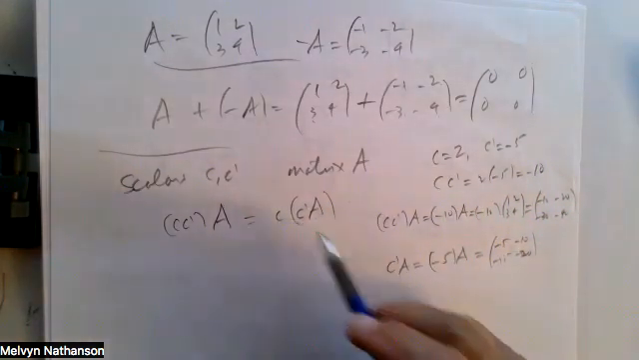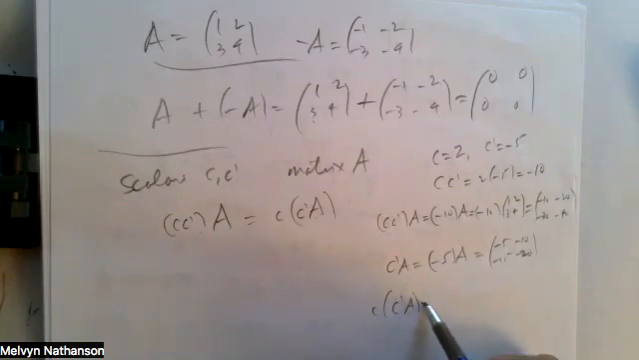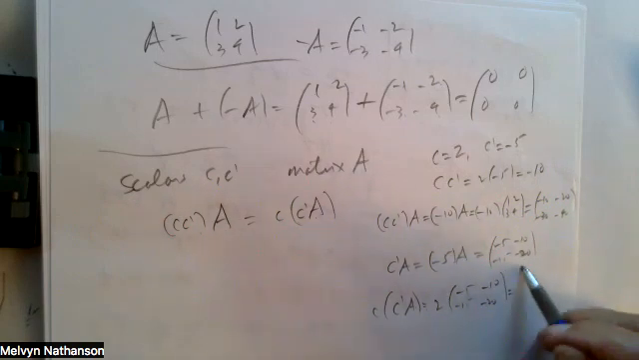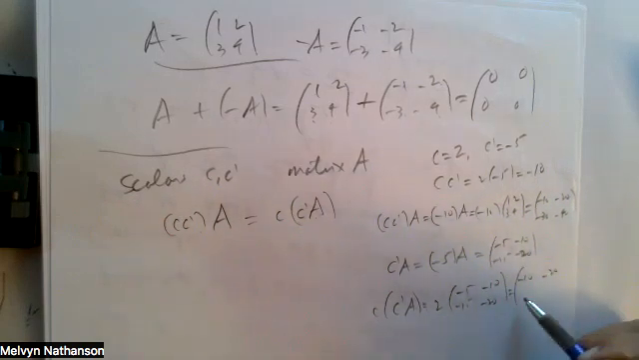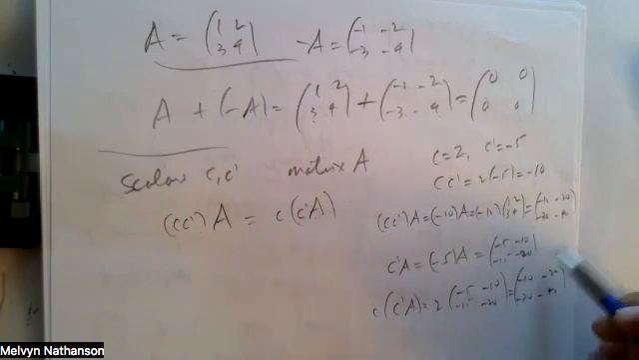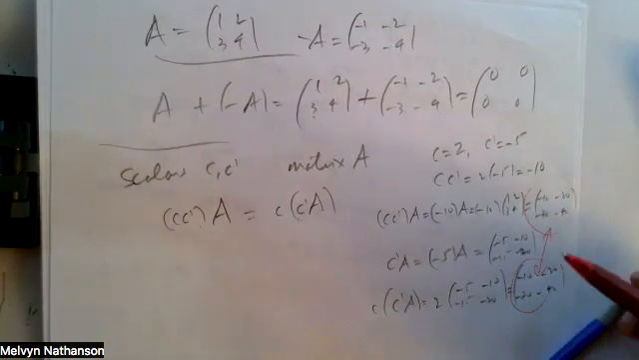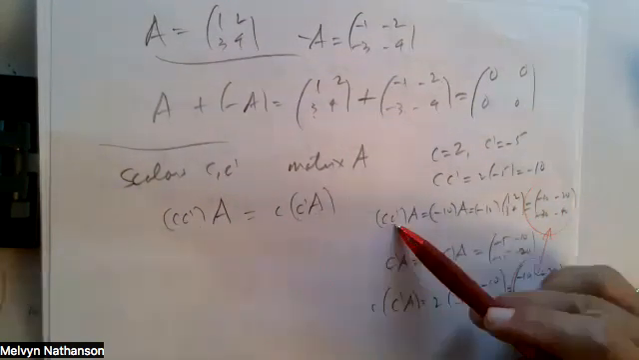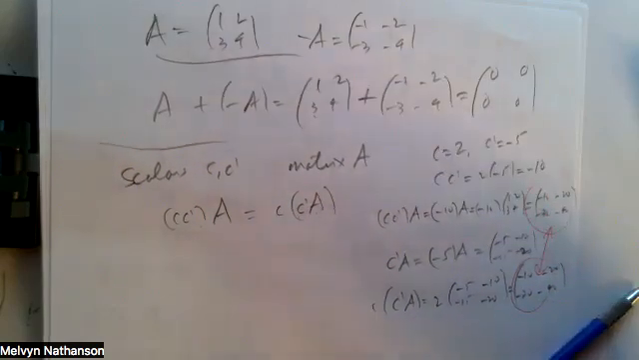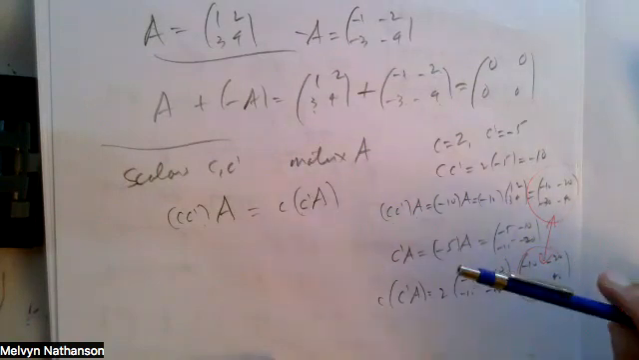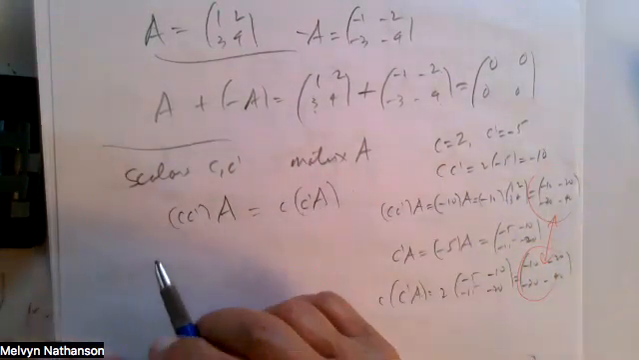So what would C times C prime times A be? C is 2, and C prime A is minus 5, minus 10, minus 15, minus 20. When you multiply, you get minus 10, minus 20, minus 30, minus 40. It's exactly the same as that. So C times C prime times A equals C times C prime A. It's just saying what you would think is obvious if I didn't write it down specifically.